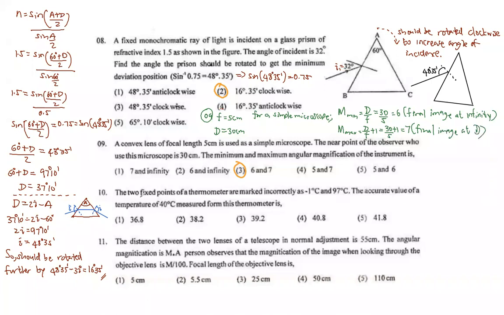Right, good. And now we have the 10th one. The two fixed points of a thermometer are marked incorrectly as -1 degree Celsius and 97 degrees Celsius. You have to be a little careful here. The accurate value of a temperature of 40 degrees Celsius measured from this thermometer.